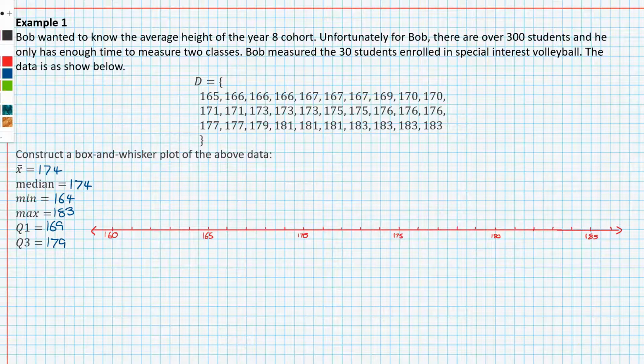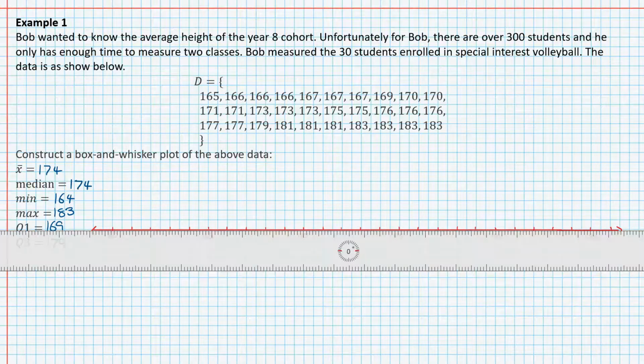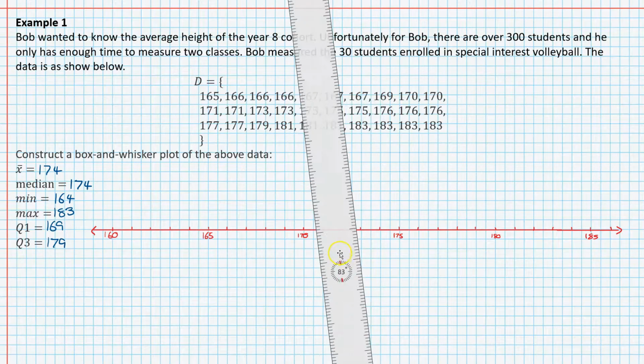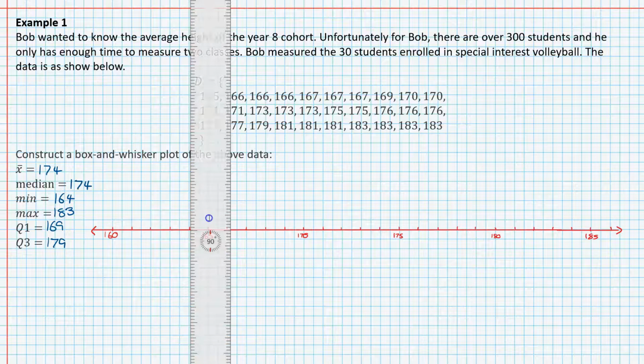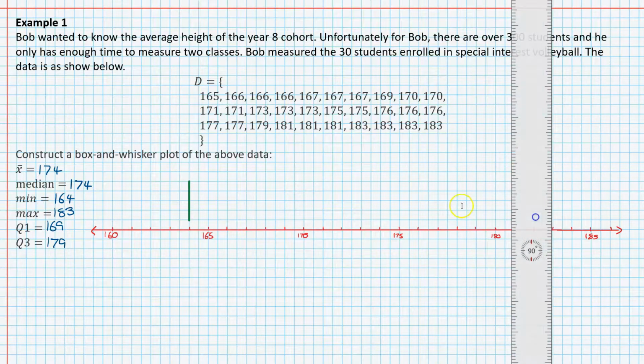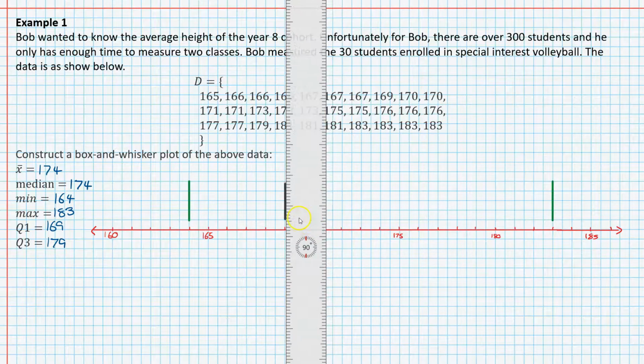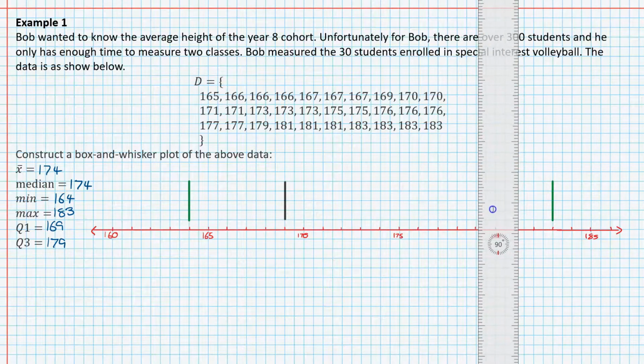Now next step is I need to put in the min and the max values. So I'm simply going to grab my ruler and I'm going to look for the min. So that's at 164. So down here. And I'm simply going to draw a bar on top of it. Now next one is I'm going to look for the max, which is at 183. Next step is I'm going to look for my Q1 and Q3. So Q1 we said that's at 169 and Q3 is at 179.